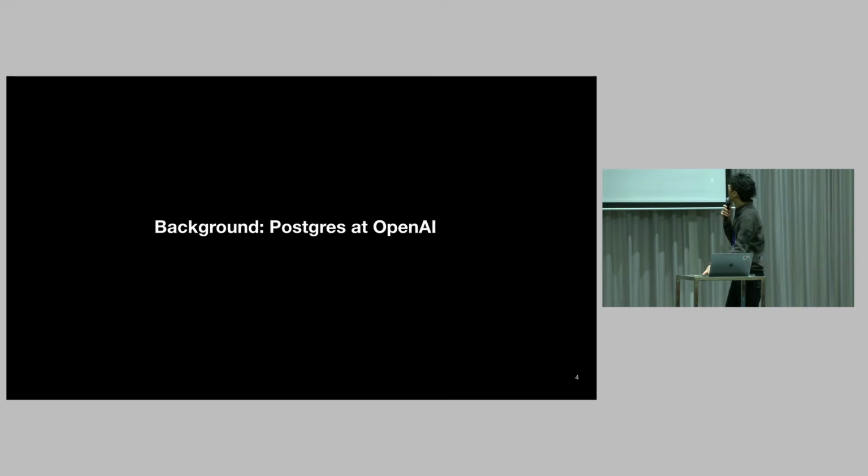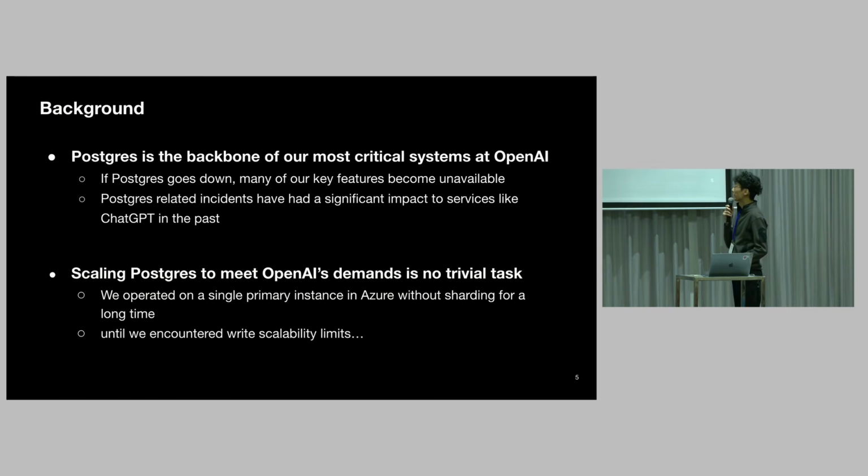Okay, background. Postgres is the backbone of our most critical systems at OpenAI. If Postgres goes down, many of our key features will become unavailable. In the past, we actually had several Postgres-related incidents, which had a significant impact on services like ChatGPT. However, scaling Postgres to meet OpenAI's demands is not an easy task.